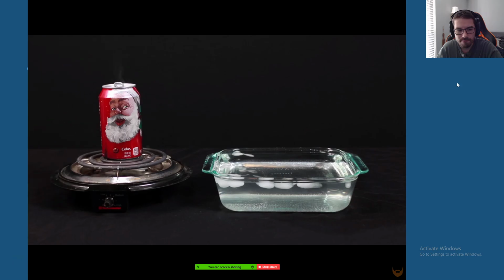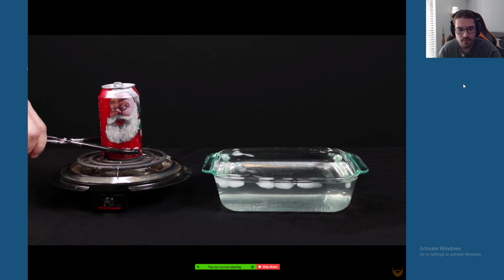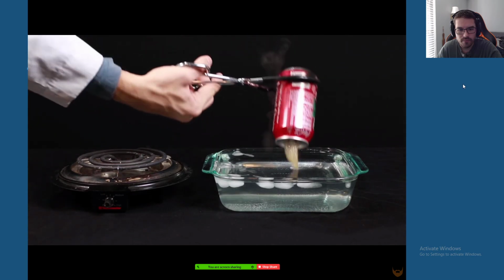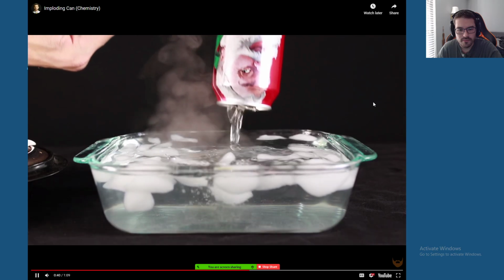Turn the hot plate on high and wait for steam to be pouring out the top. At this point, your can is ready to be imploded. Remove the can from the hot plate using tongs, and then in one motion, pour out the rest of the fluid and submerge the top of the can in the ice water.